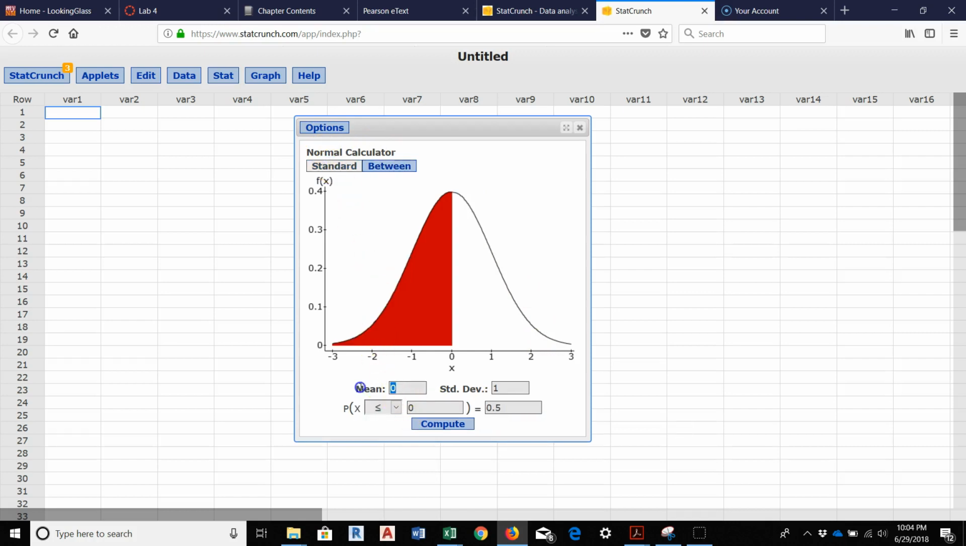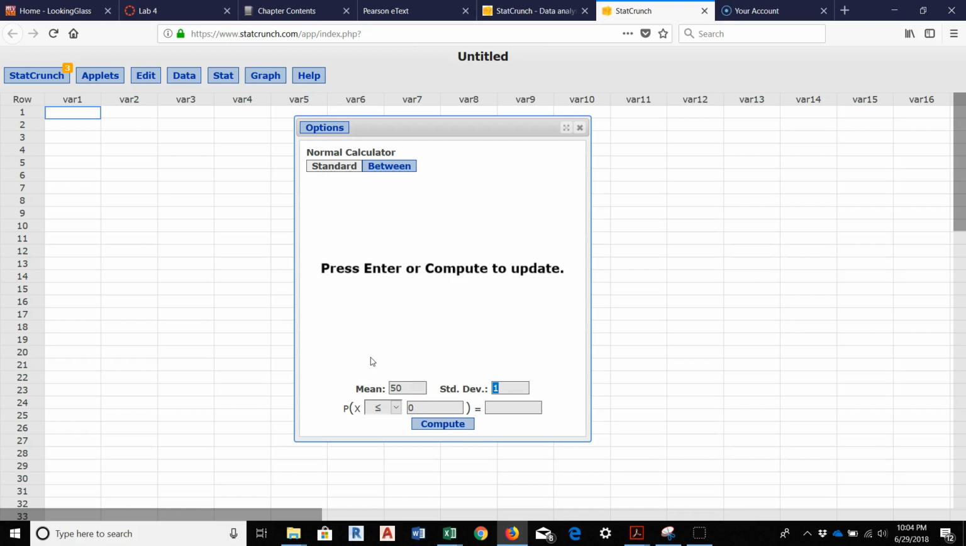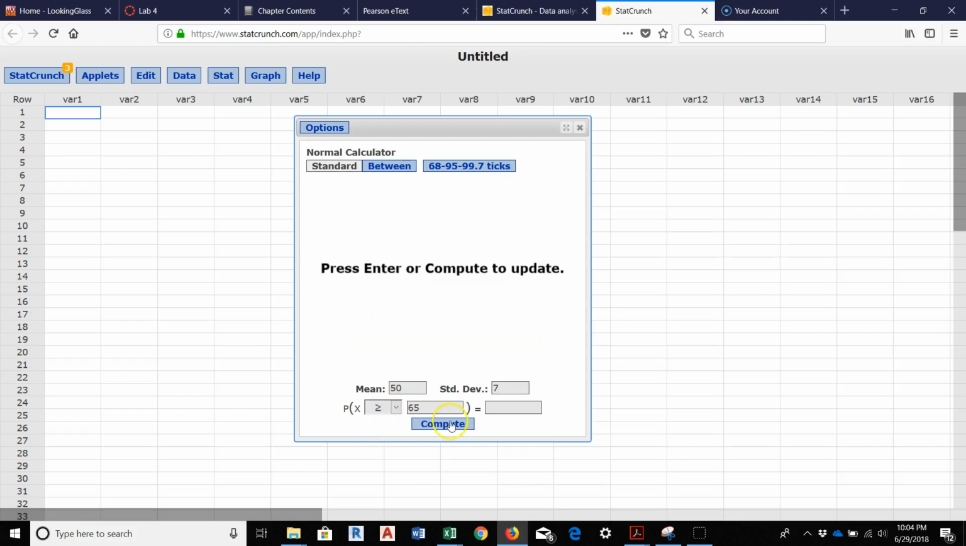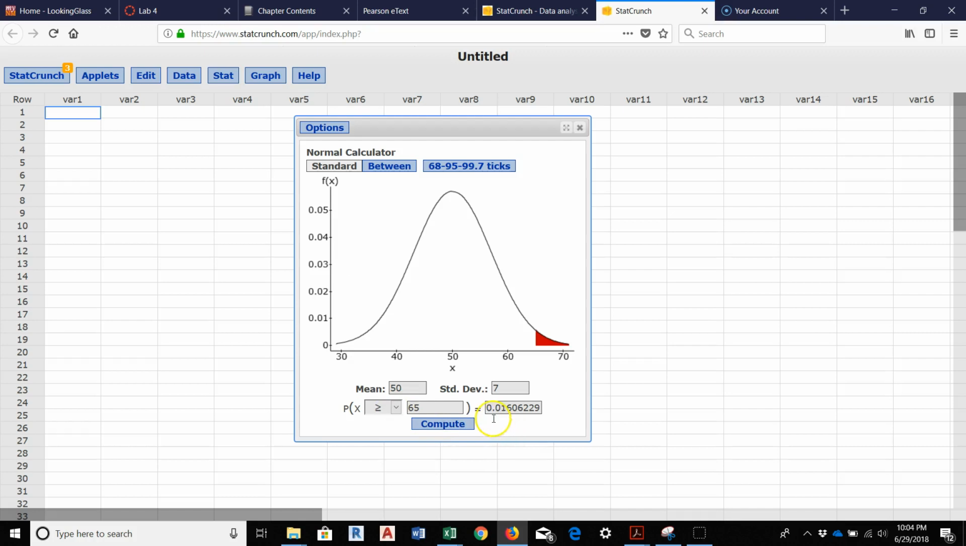So let's try a mean of 50 and a standard deviation of 7, and we'll compute the probability that x is greater than or equal to 65. You can use enter or click compute, and of course we see that probability is 0.0160. If we want the complement or the left tail value, you could switch this to less than or equal to, and of course we get 1 minus that previous value here.